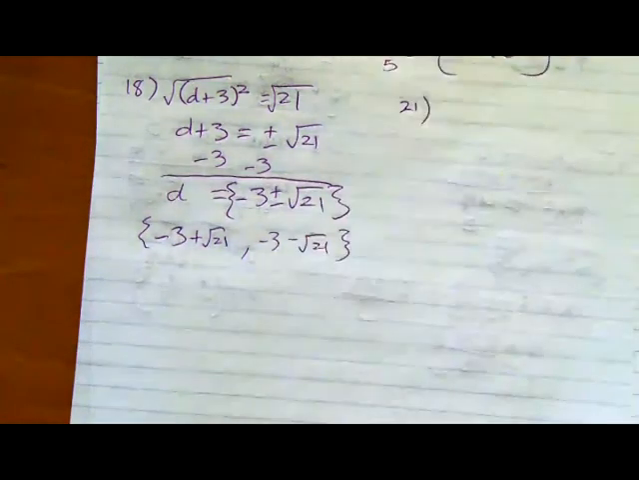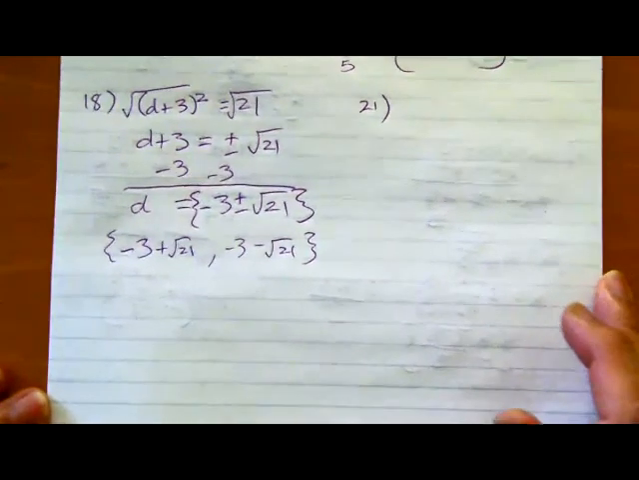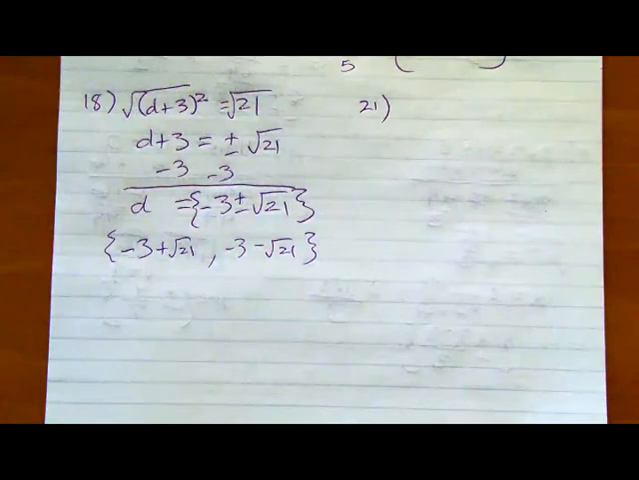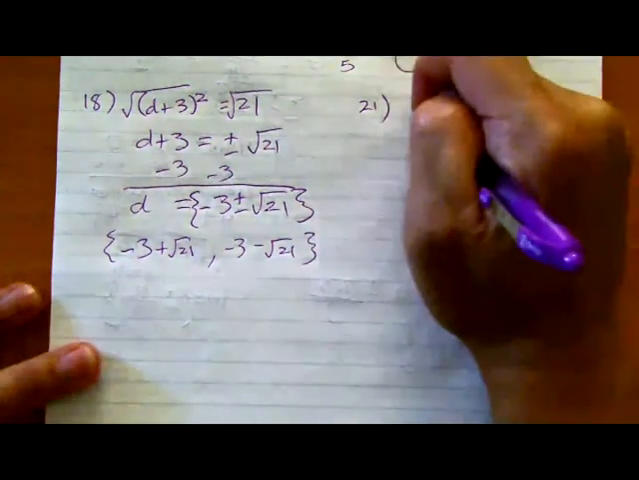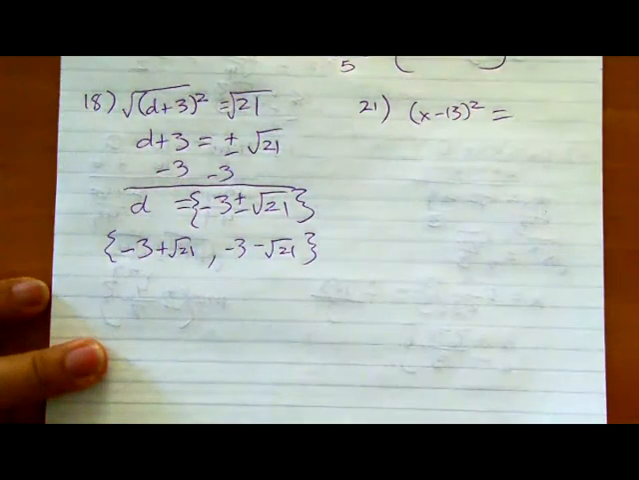Number 21. 21 says (x minus 13) that whole quantity squared is equal to 64.